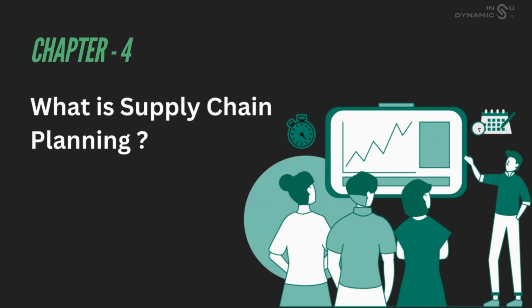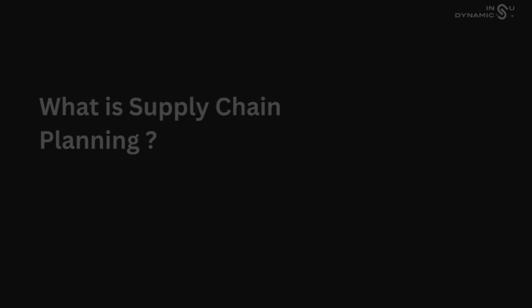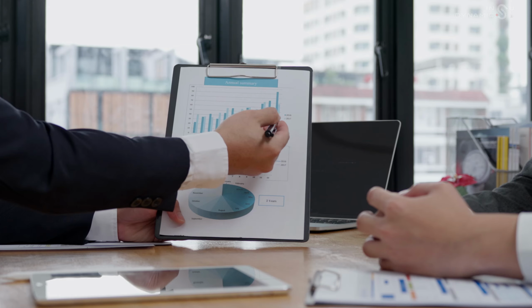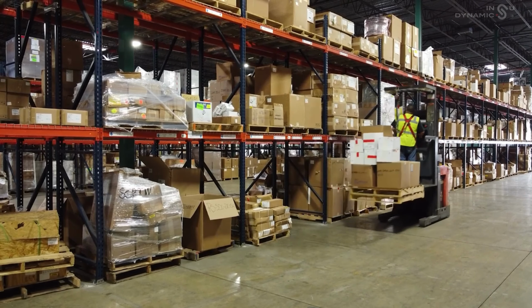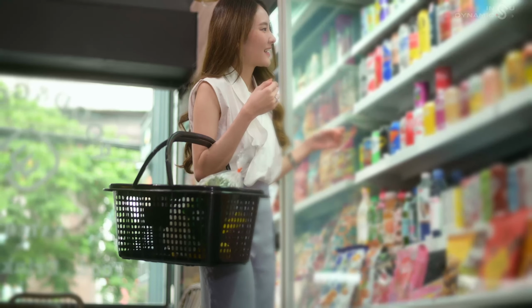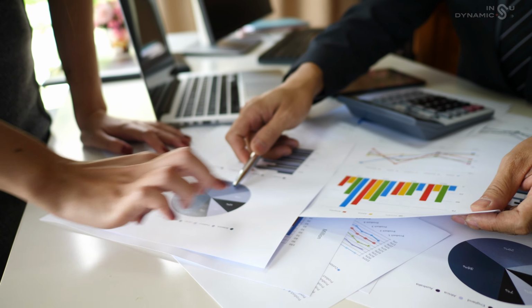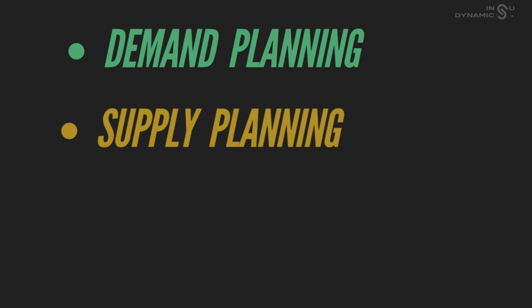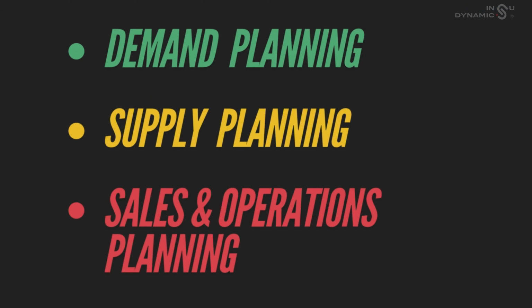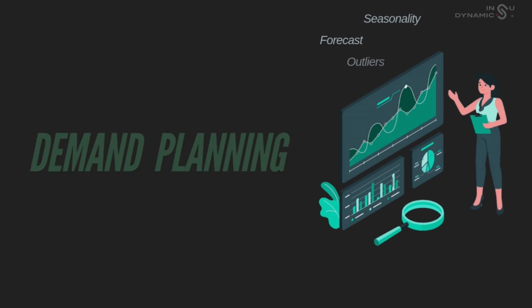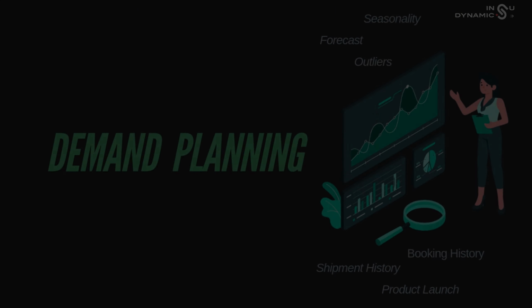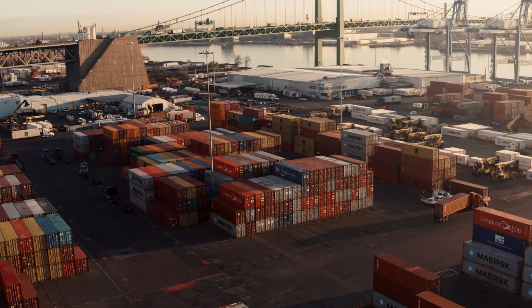Chapter 4. What is supply chain planning? Supply chain planning is a multi-layered approach that ensures products are available when and where they're needed. This planning process includes several key elements: demand planning, supply planning, and sales and operations planning. Demand planning forecasts customer needs to ensure products are available at the right time.